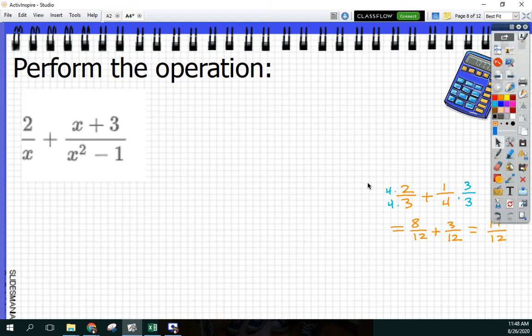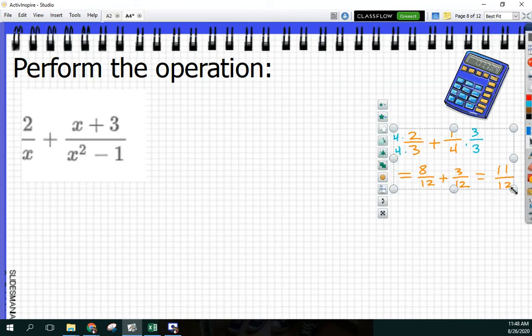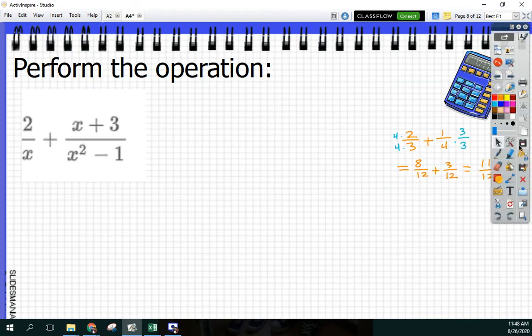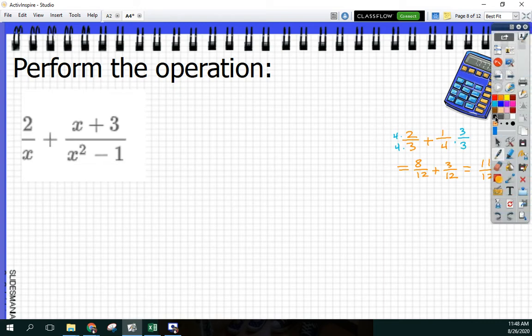Now that might seem like a really simple example. However, it does remind us of the process. And that process is going to be the same even for our expressions that have variables in them as well. So what we have to do is we have to look at what is going to be my common denominator. And so we have to look at things in fully factored form.